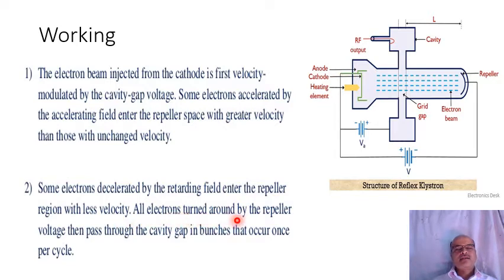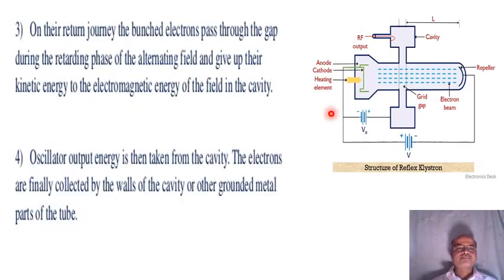All the electrons turn around by the repeller voltage, then pass through the cavity gap in bunches that occurs once per cycle. So in this case, some of the electrons move with unchanged velocity, some move with increasing velocity, some are reflected back with decreasing velocity. So there is a variation of electrons in a drift space.